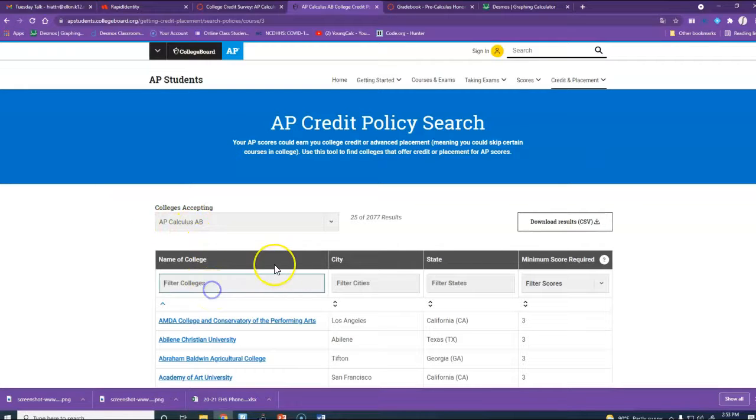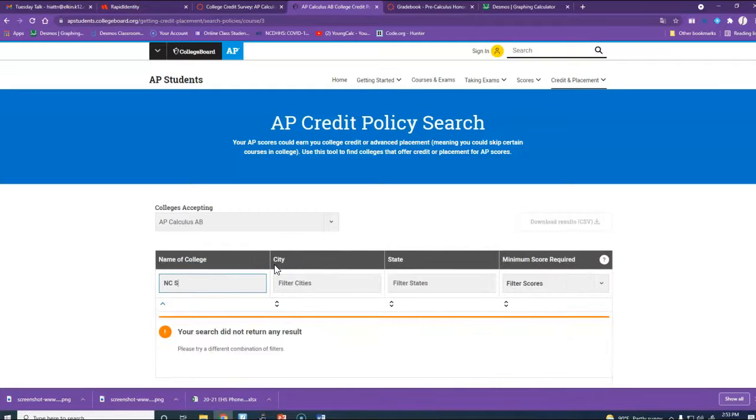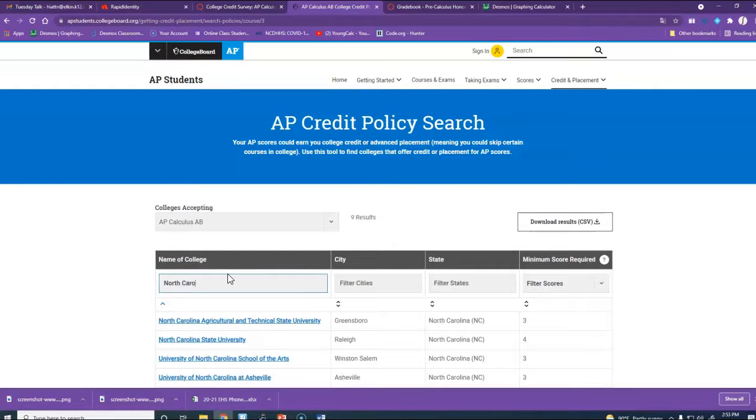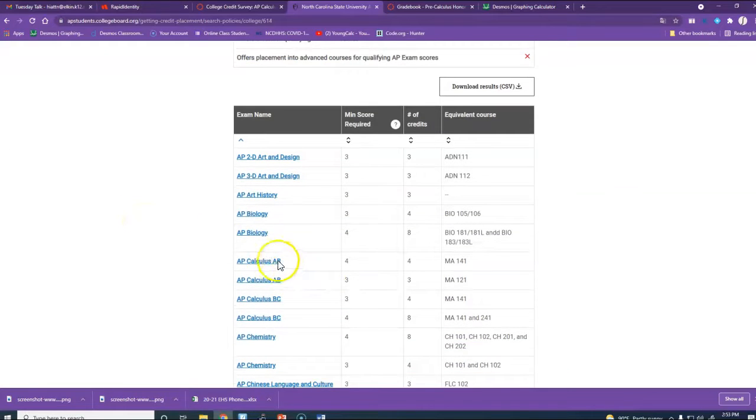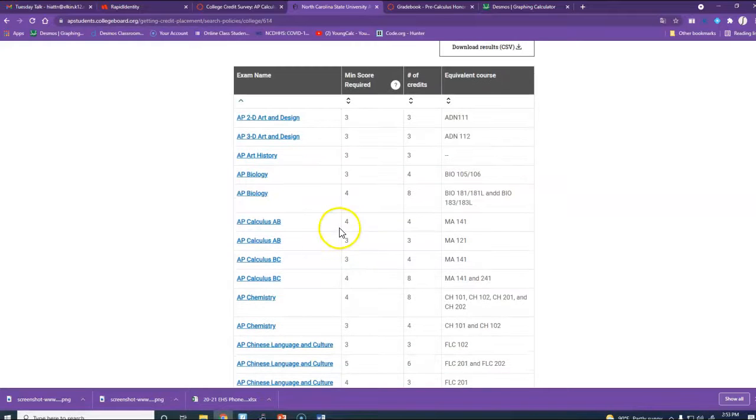I want you to look up, for example, I'm going to pick one that I know sometimes. North Carolina State University. So AP Calculus at State, it's a little bit confusing. So if State's one of yours, you can use this right now. You have to have a 4 for MA 141, which is, I believe, going to be your math and engineering calculus. They have two separate calculuses at State.